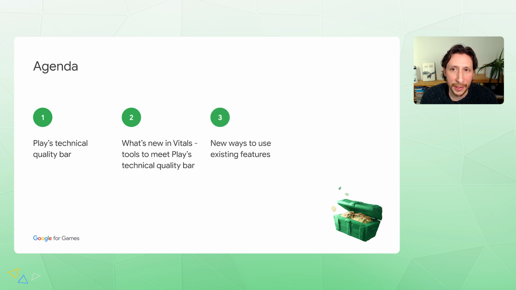Then James will talk about some new API developments and do a deep dive into everyone's favorite topic, ANRs. He'll share some guidance on how to fix some of the top causes of ANRs and introduce you to some more new Vitals tools that will help you with these specific types of issues when you encounter them. Then we'll give you a very quick introduction to the newest Android Vitals metric. To start, let me remind you about Play's technical quality bar.